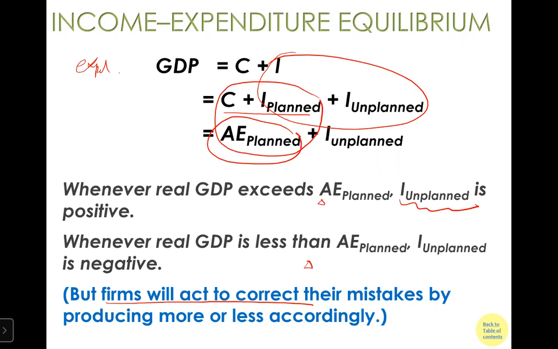I have a quick question. Yes. Sorry. So when it says whenever real GDP is less than aggregate expenditure, is that the same thing as saying I planned will increase? Because wouldn't your planned investment, if you underestimate it, increase your planned investment spending?